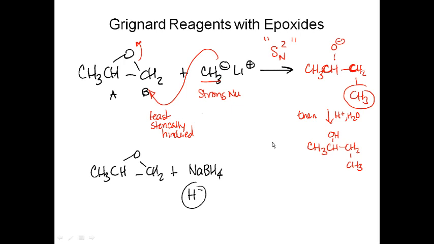Okay, so we can react Grignards with aldehydes, ketones, carbon dioxide, esters, acid chlorides, and epoxides. And there'll be more reactions as we go throughout the rest of the semester, but these are just the ones we're going to start with.